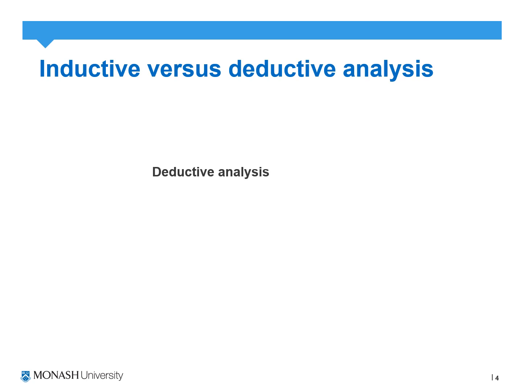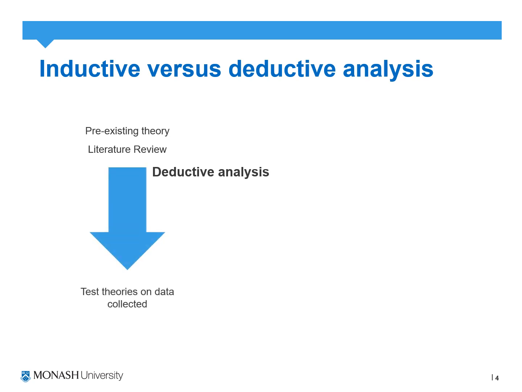So there are two types of approaches to analysing qualitative data: inductive and deductive analysis. Deductive analysis begins with having a pre-existing theory. That might be derived from a literature review or other research or evaluations that you've done in a similar field. From that pre-existing theory or hypothesis, you collect the data in order to test the theory or hypothesis that you may have.